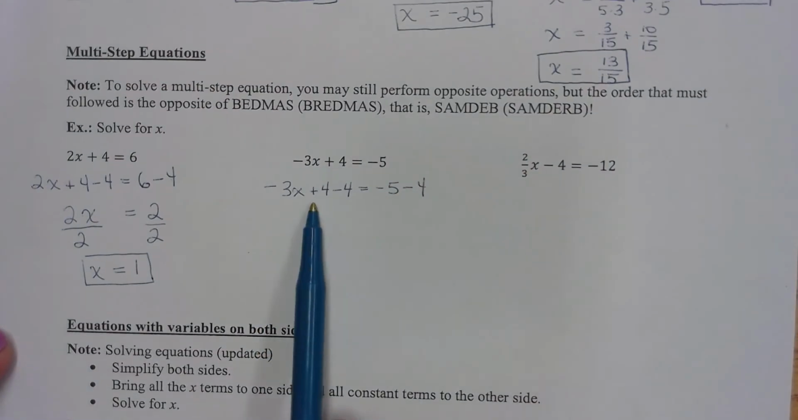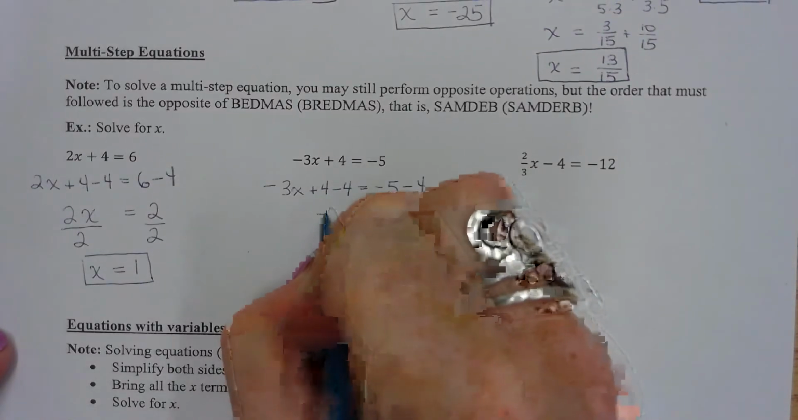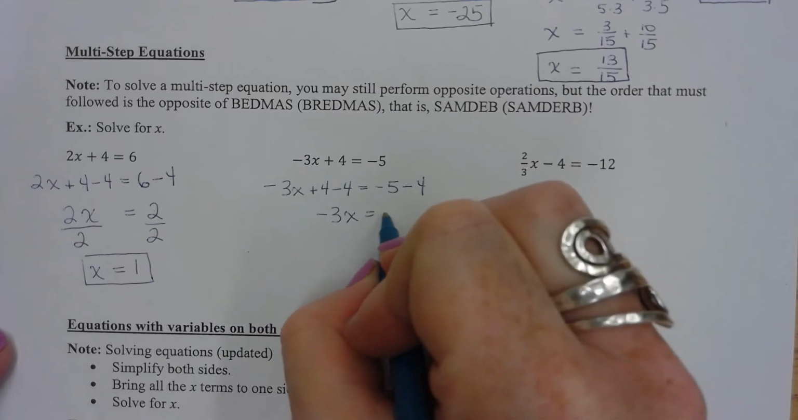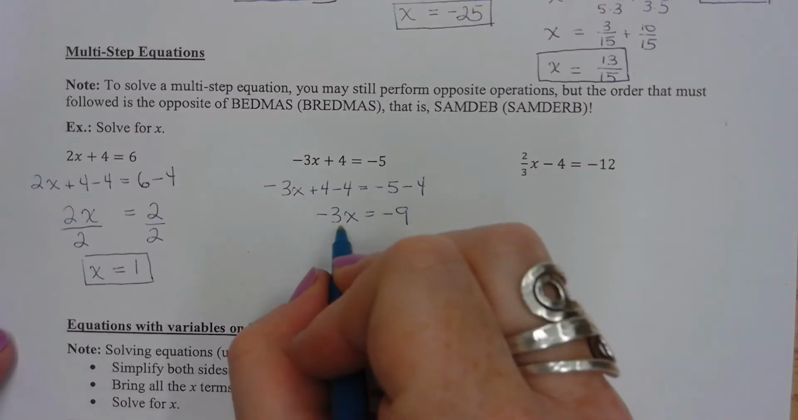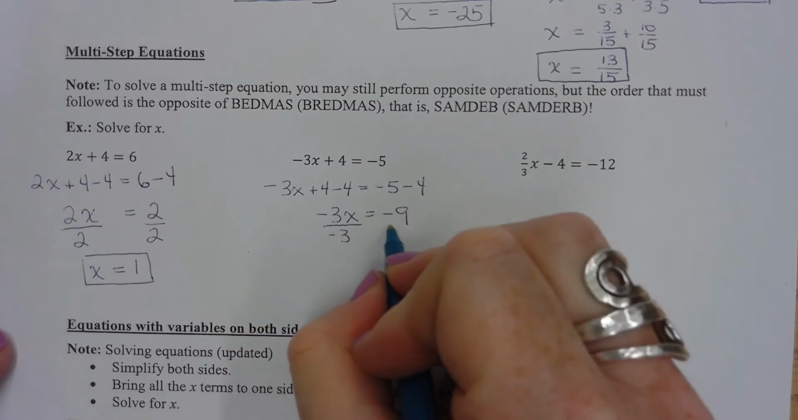So when I simplify this, well, positive 4 and a negative 4 make nothing, so I'm just left with negative 3x. And negative 5 subtract 4 is negative 9. And now I just have the one operation, so x is being multiplied by negative 3. So I'm going to do the opposite operation, which is divide. So I'm going to divide by negative 3.